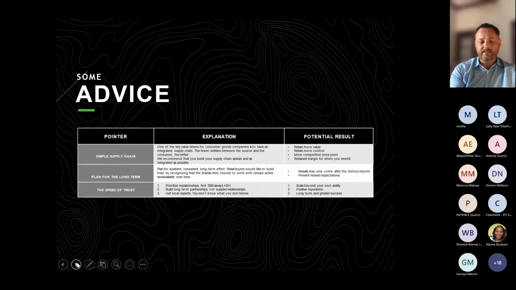We can do that in some unique cases, but it's really about connecting trade as directly as possible from the source to the ultimate retail partner or to the customer on the side.